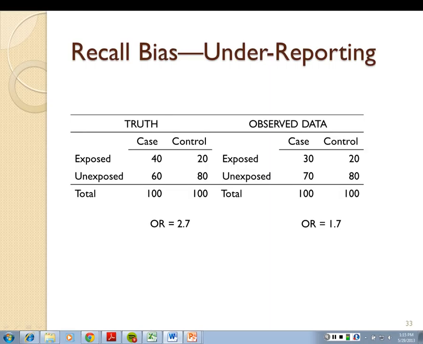In this example, the cases are underreporting the exposure. You can see that the true association is that cases are almost 3 times more likely to have the exposure. However, with the recall bias, the association appears much smaller.